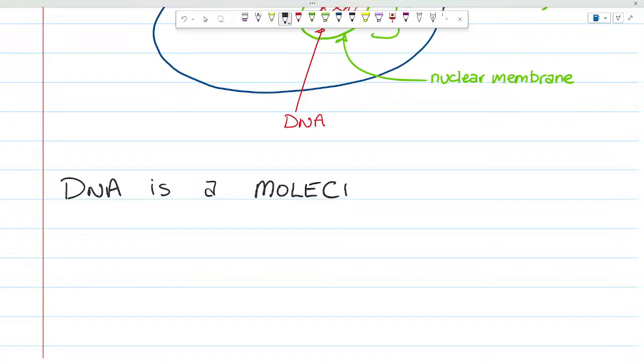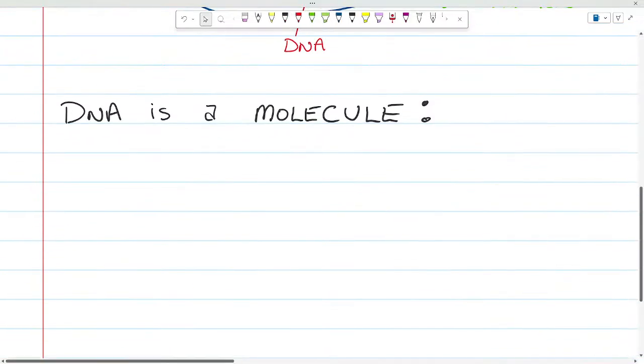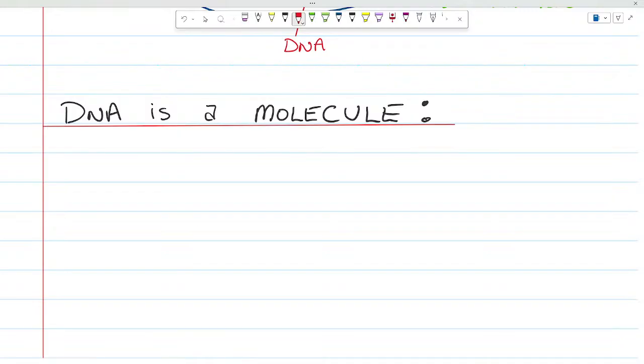And specifically, it's a polymer. Filament is another good term for that. It's a chain. It's a big, long thing put together. So first and foremost, it wouldn't hurt to know what DNA stands for.